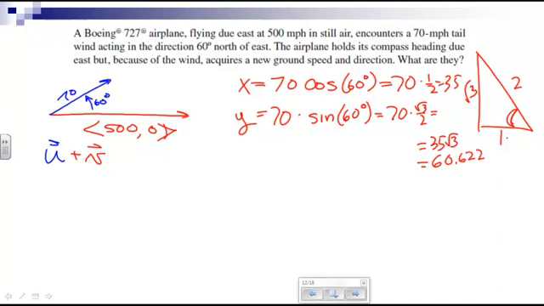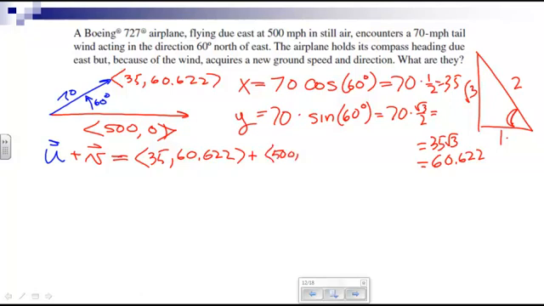All right. So the blue vector in component form is 35, comma 60.622, and then when we add these vectors together, 35, 60.622 plus the plane vector of 500, comma 0, our net effect is a vector of 535, comma 60.622.